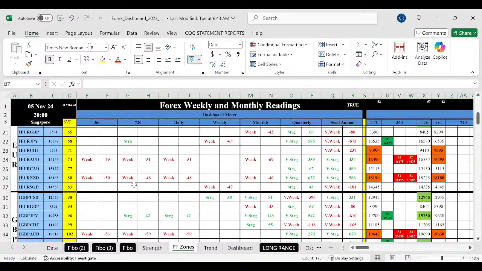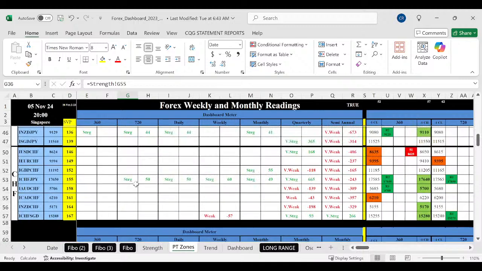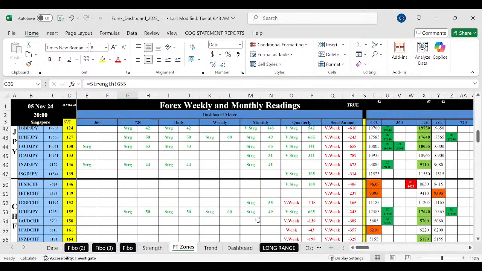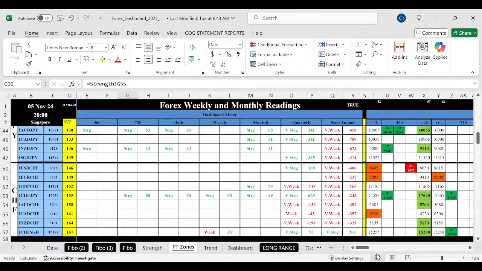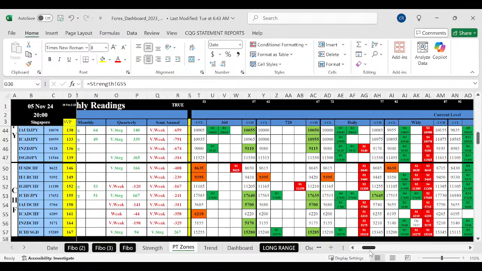Okay, let's see the Swiss franc crosses. I think Euro Swiss is also showing weakness. Pound Swiss is showing weakness. Swiss yen is showing strength. So overall, I think Swiss selling is a viable trade. It's a viable trade because they are showing strength against the crosses as well. So this is a genuine move, what we are seeing.